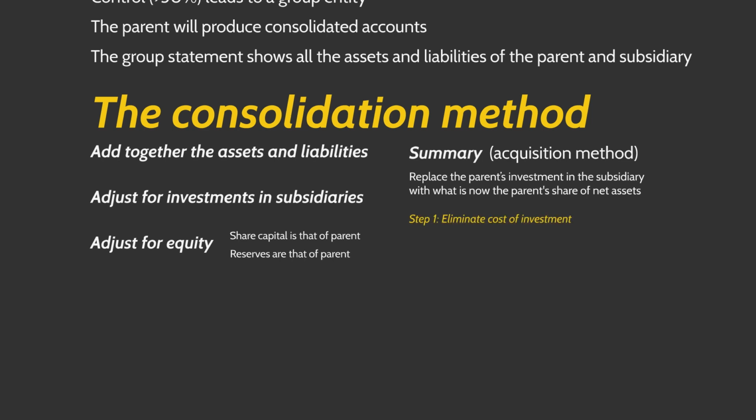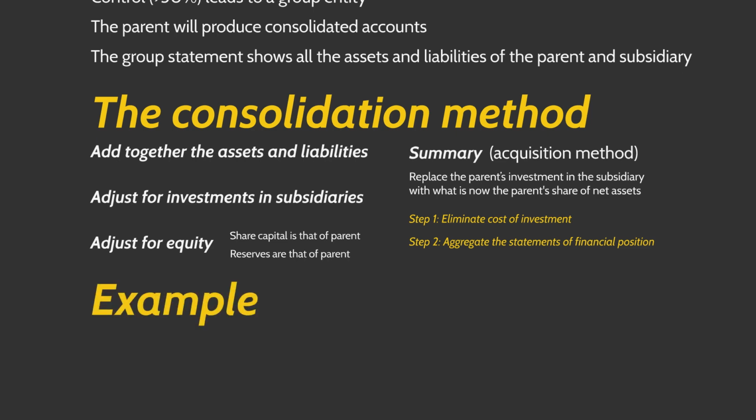So the first step will be to eliminate the cost of the investment and adjust the equity. So here we cancel the cost of investment, which we just added in the previous stage in the parent's books with their single entity accounts. And we also eliminate the share capital and reserves of the subsidiary. And then step 2 is to aggregate the two statements of financial position by combining the individual assets and liabilities of the parent and subsidiary.